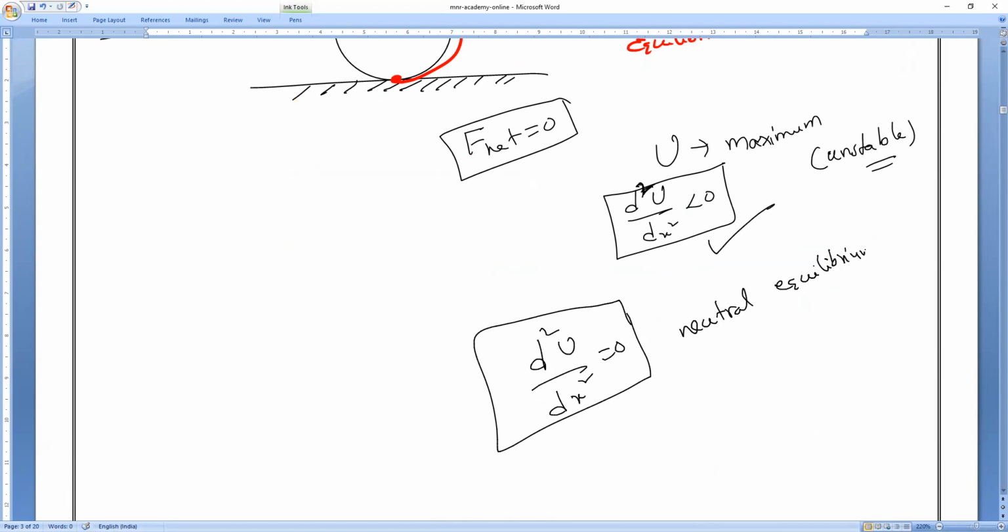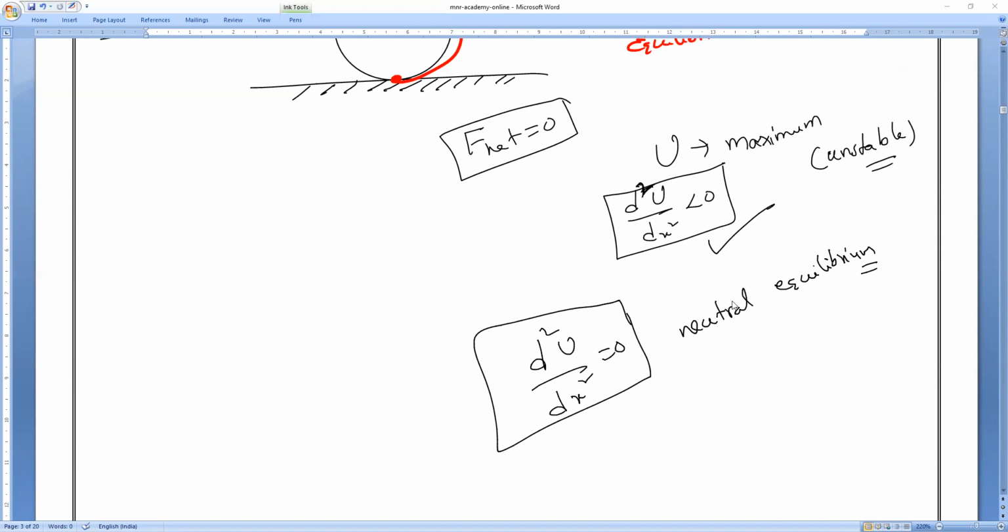I hope everybody understands. Very, very important. So this is what it is about. If the double derivative is greater than 0, stable; less than 0, unstable; equal to 0, neutral.